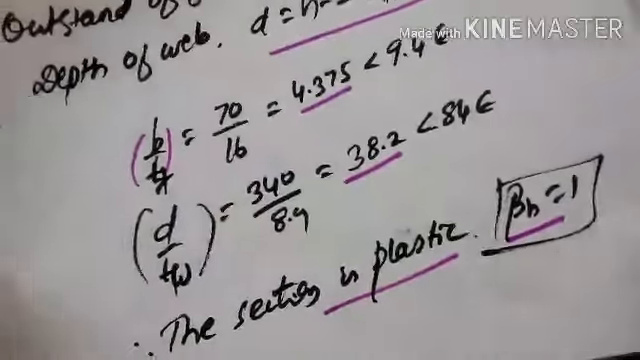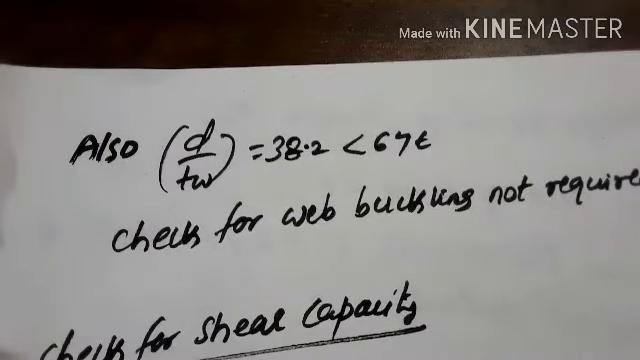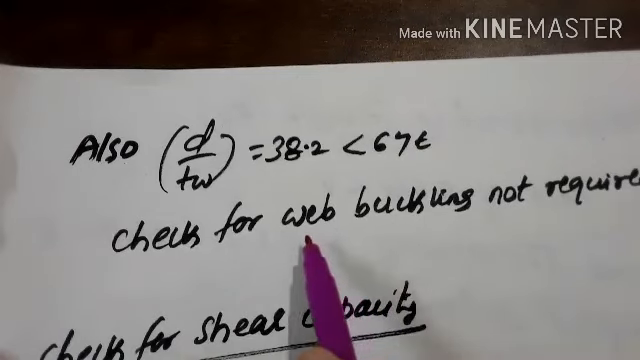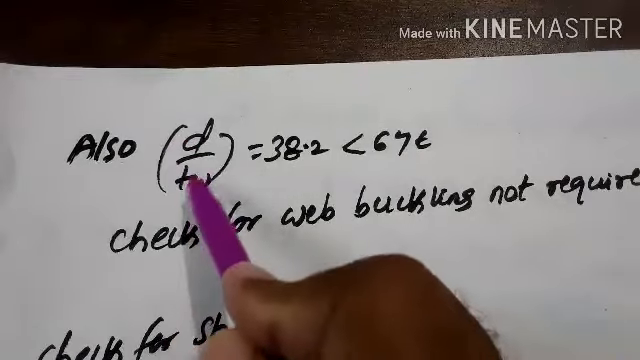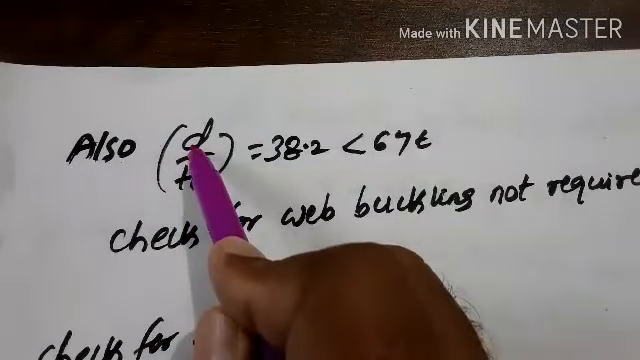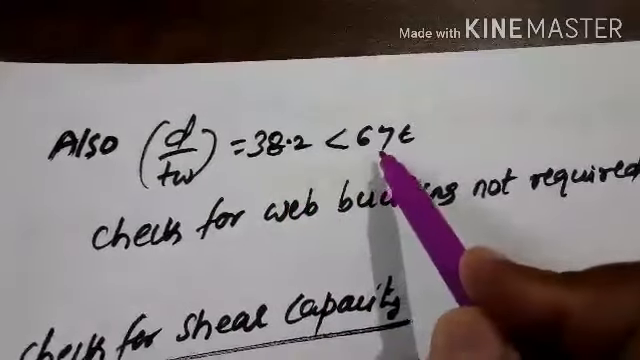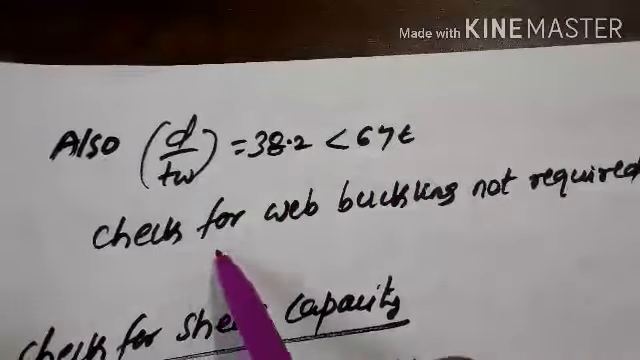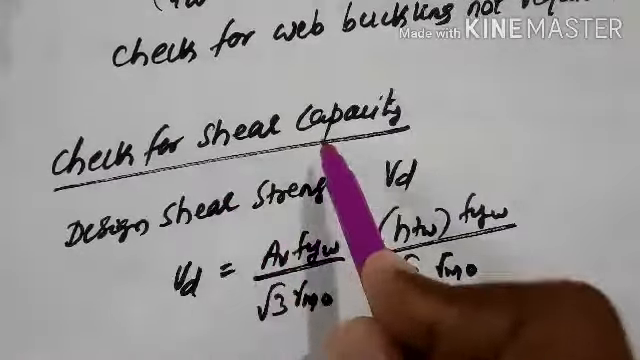So after section classification, one more check you need to do: whether the web buckling check is required or not. For that you have to take the ratio of web depth to thickness, which is giving less than 67 epsilon. It means the check for web buckling is not required. Then next is a very important check, the check for the shear capacity.